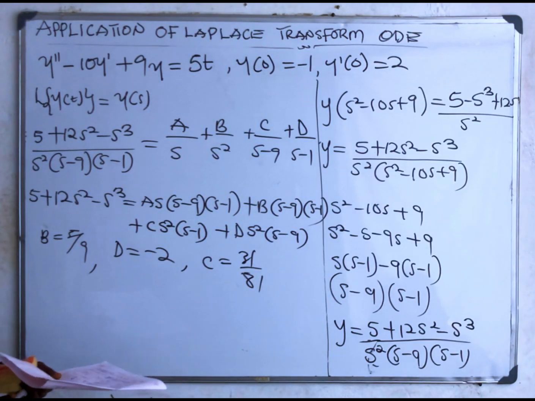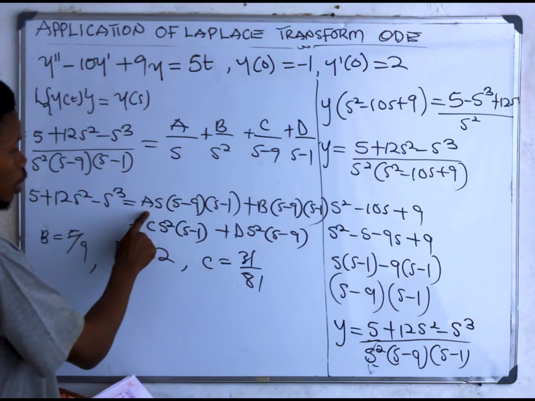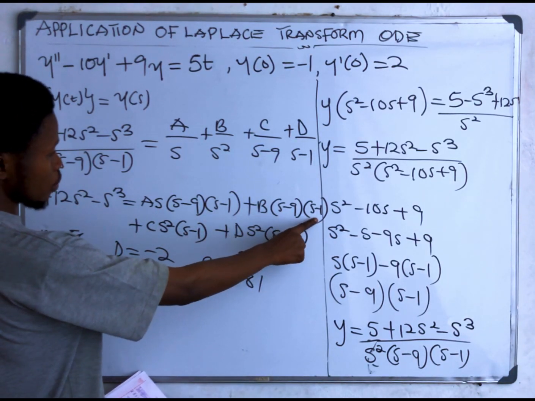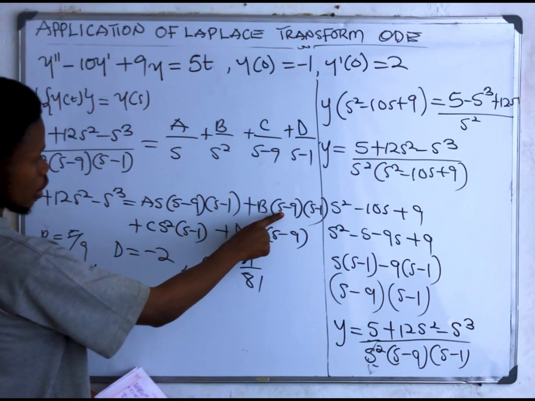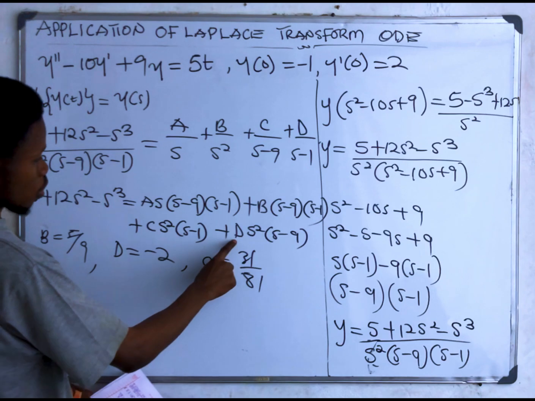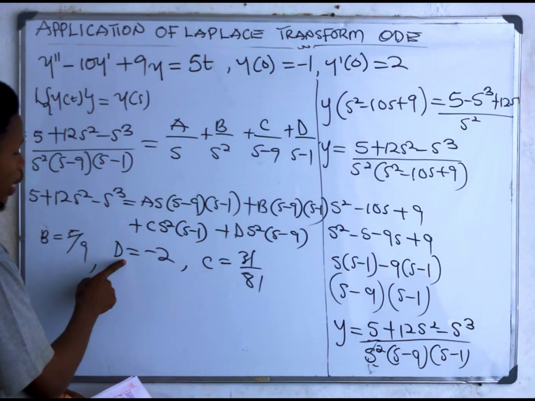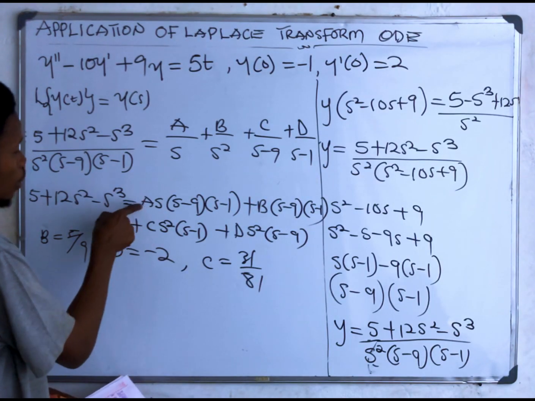Then the last one is where it's difficult to get the A. When s is 0, everything here goes to 0, and this and that also go to 0. All this side will go to 0. That's why we had the B. When s is 1, we get it. When s is 9, we get it. But how do you get the A?